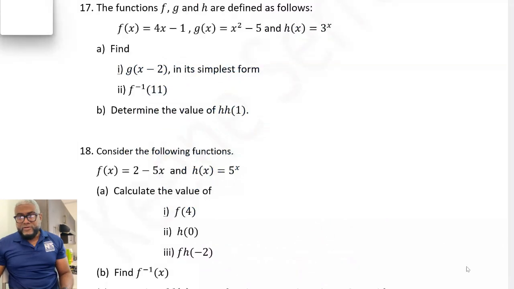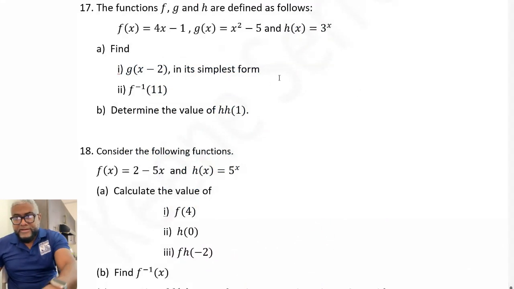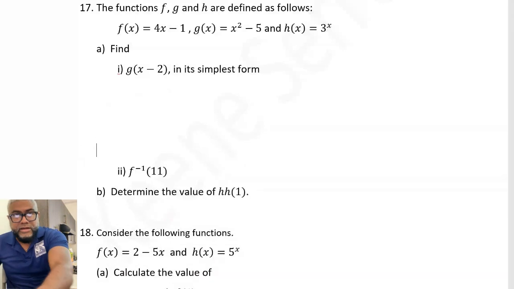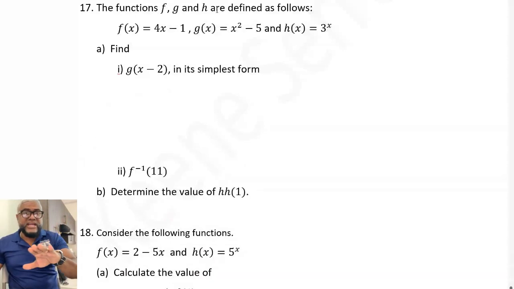So look, on check. So there you go. Everybody ready? Right. The functions f, g, and h are defined as follows. f of x is equal to 4x minus 1. That's what f of x is, right? g of x is equal to x squared minus 5. And h of x is equal to 3x. Everybody good there?